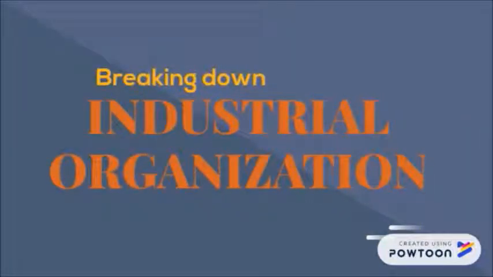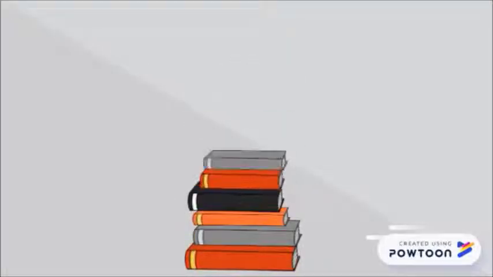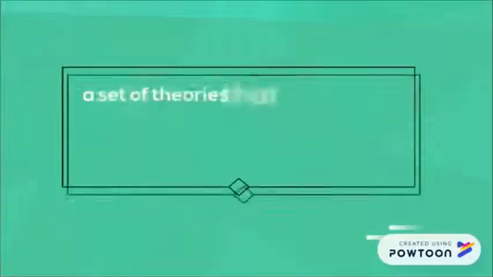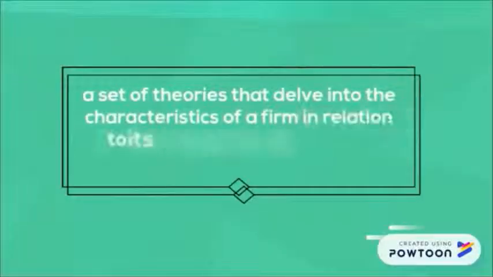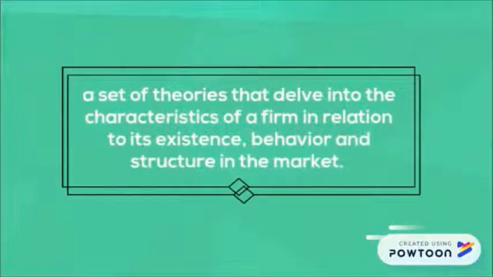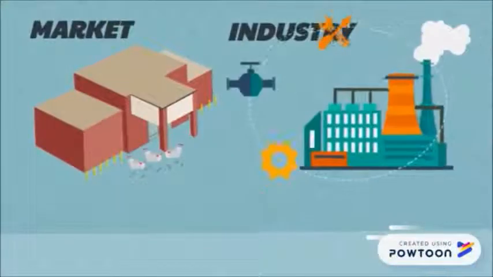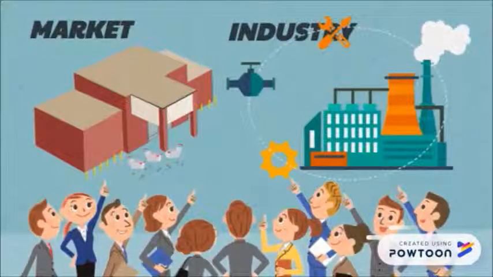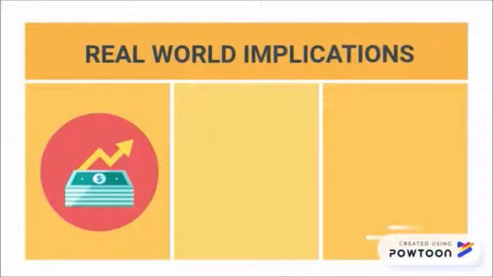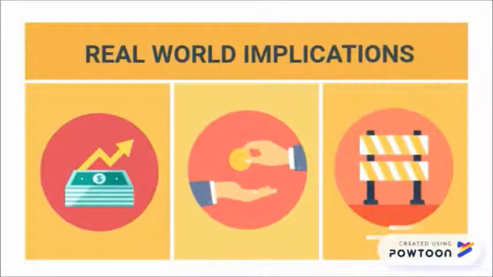Breaking down industrial organization. The study of industrial organization builds up into the theory of the firm, a set of theories that delve into the characteristics of a firm in relation to its existence, behavior, and structure in the market. The core of industrial organization, however, is to see how both markets and industries compete with each other by factoring in real-world complications, such as government intervention, transaction costs, barriers to entry, and more.